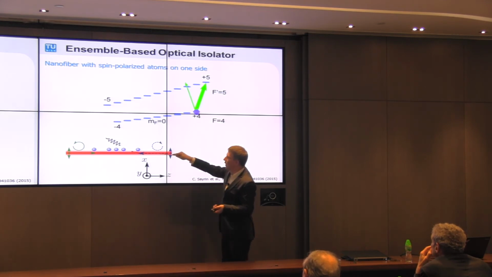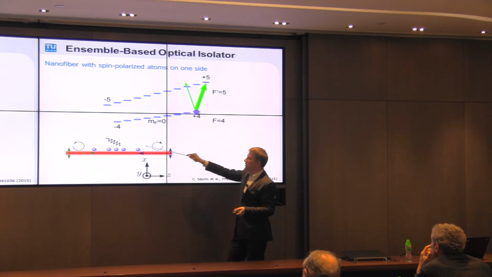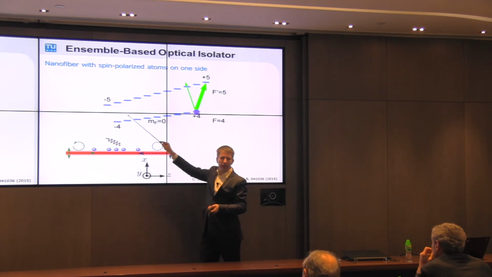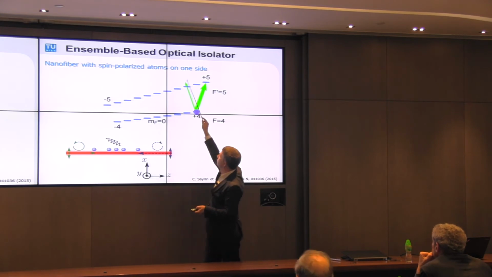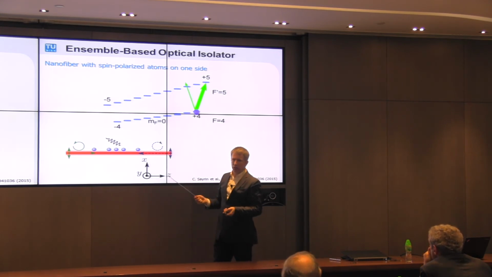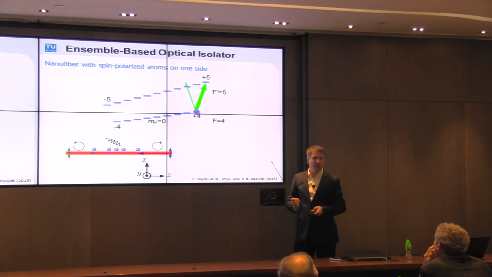So if I now send light into the fiber, from one side it will couple strongly on this transition, and the atoms will scatter it out of the waveguide. If I send the light from the other side, this light will not be resonant with the atoms, not coupled to them, and the light just goes through. Interestingly, however, you do not even need the magnetic field to be applied.